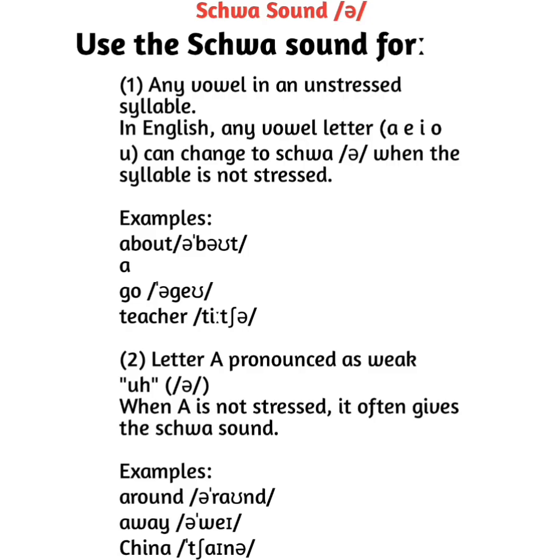Another example, about. Have you seen that this about is a preposition and it is a two-syllable word? As I said, because it's a preposition, the stress will be on the second syllable. So it means that the first syllable will be unstressed, and that's where our schwa sound will be found.